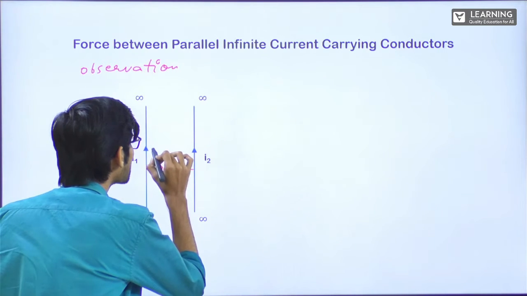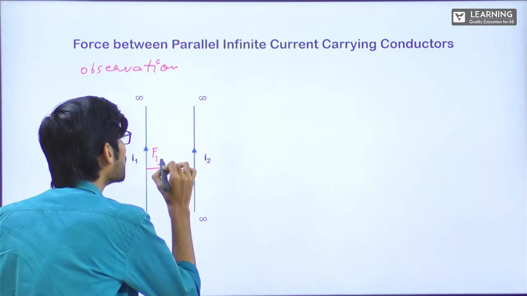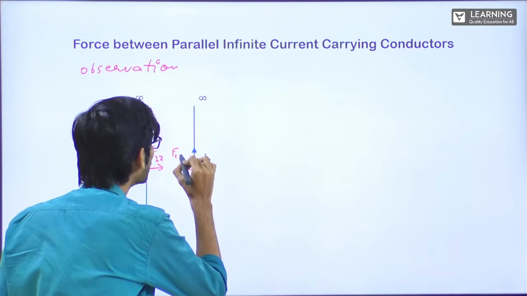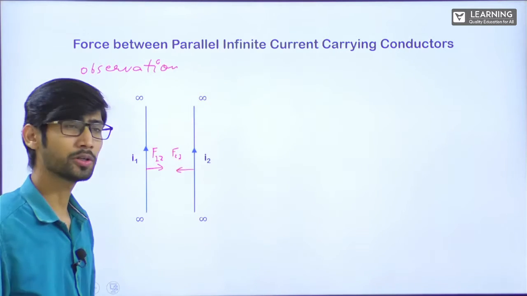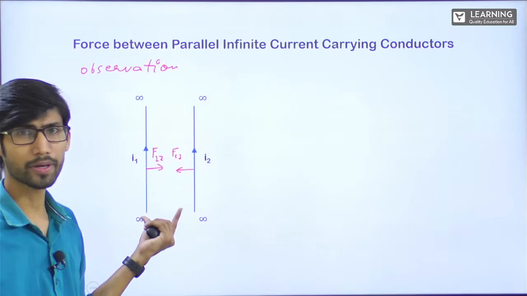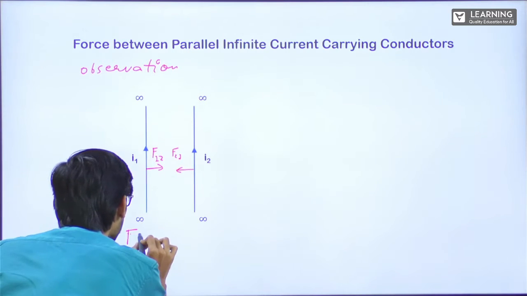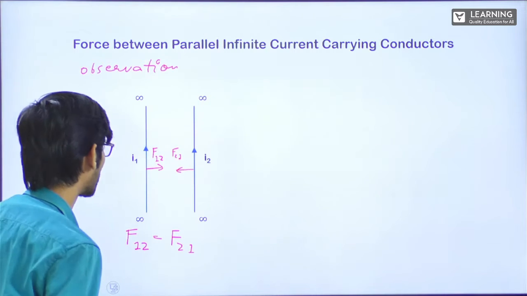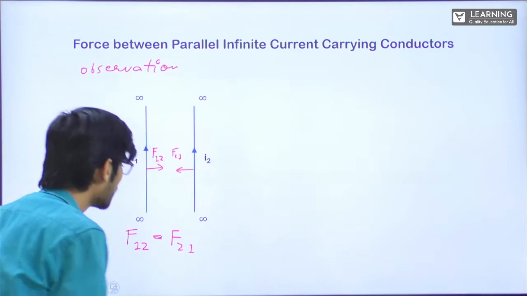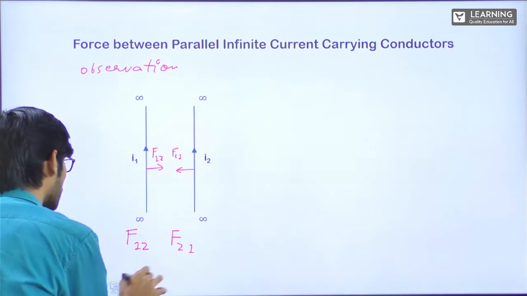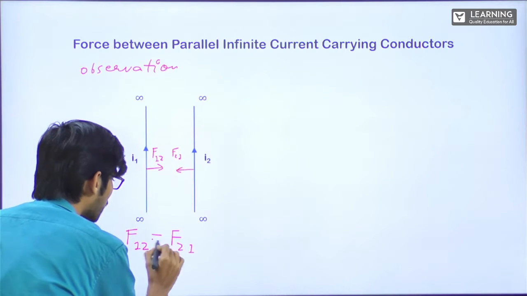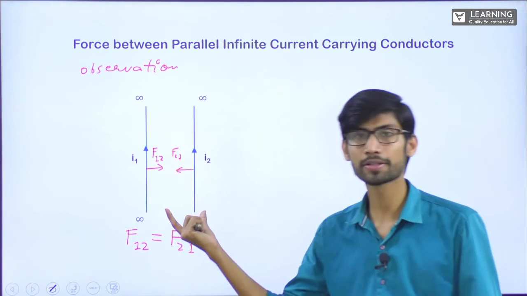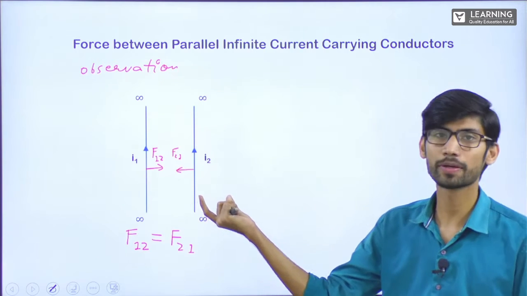So here, let's say this is the force on 1 due to 2. This will be the force on 2 due to 1. Newton's third law, action reaction pair. So here basically F12 is equal to F21, if I talk about the magnitude. Clear? If two wires in which current is flowing are kept at some separation, then these two wires will experience force.